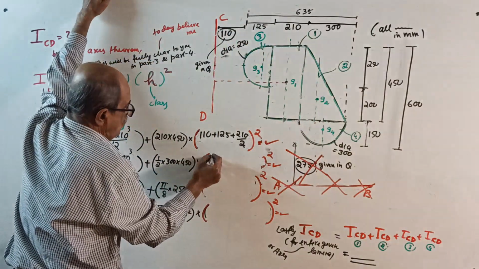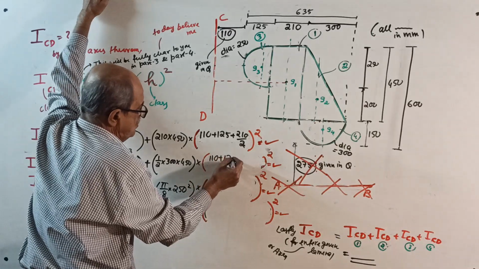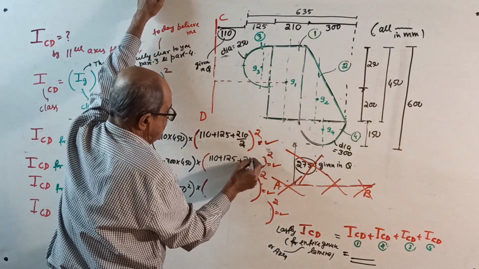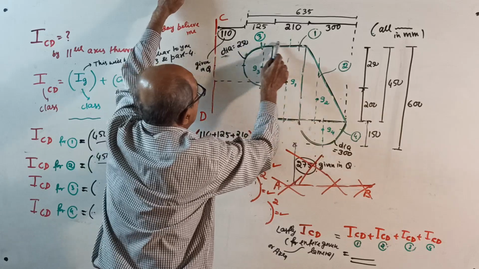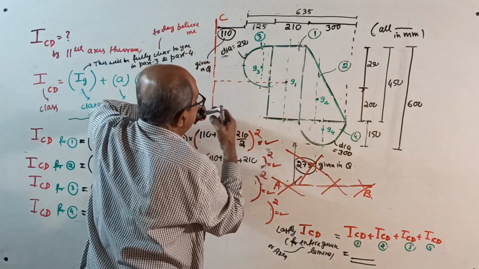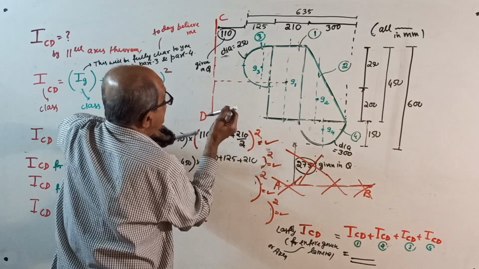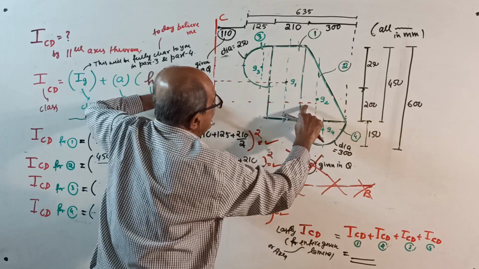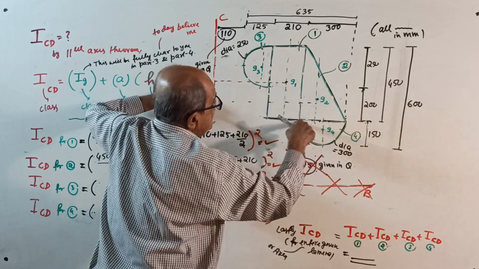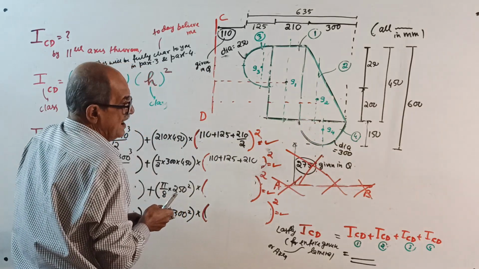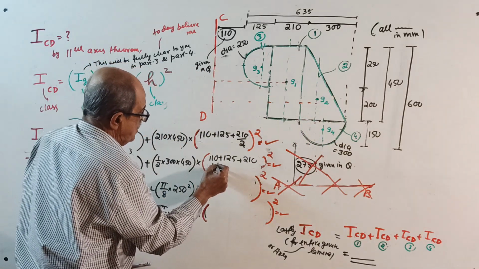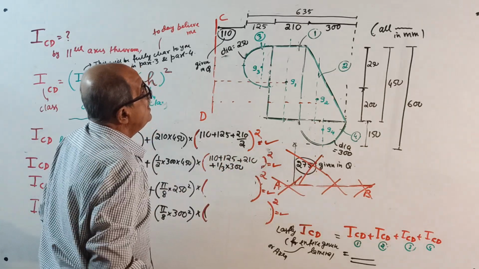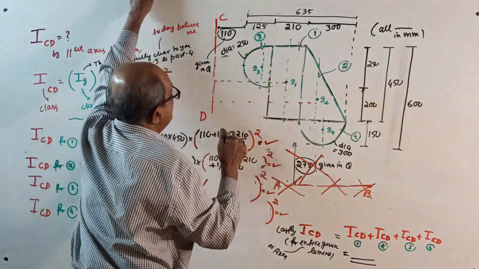The distance is 110 plus 125, plus 210. From here to here over. We want this distance, plus 1 by 3 of 300. Why 1 by 3? I can't explain now, I have told thousands of times. Plus 1 by 3 of 300. That whole square will give it for part 2.